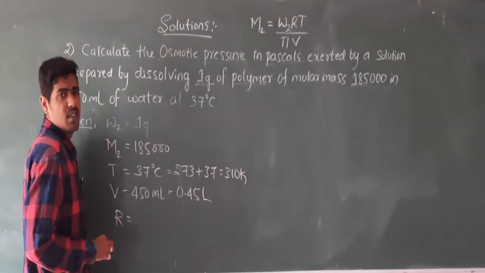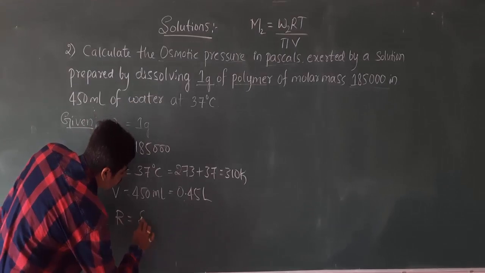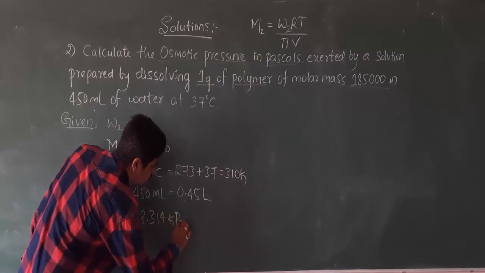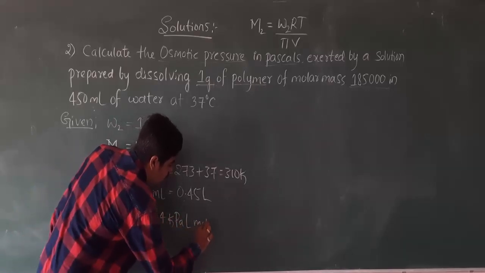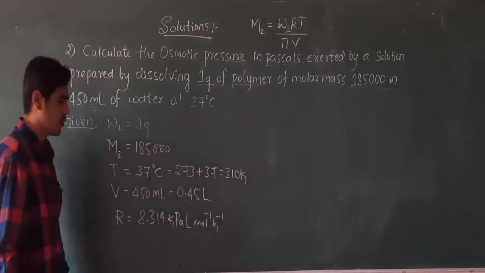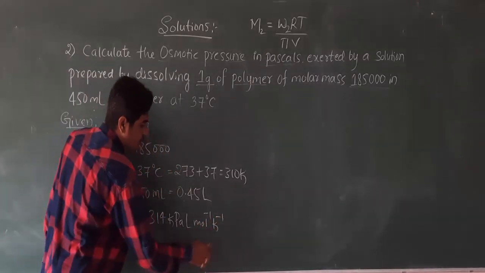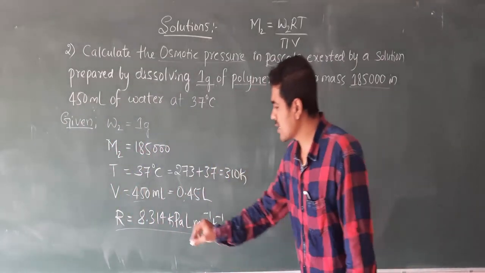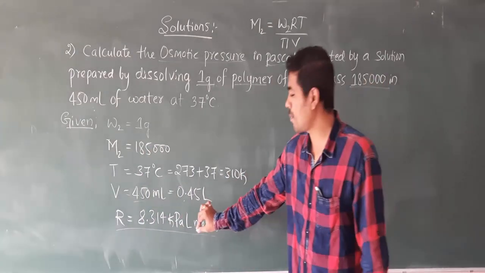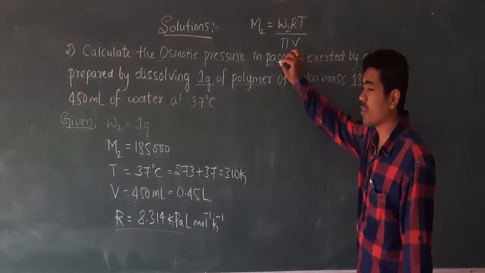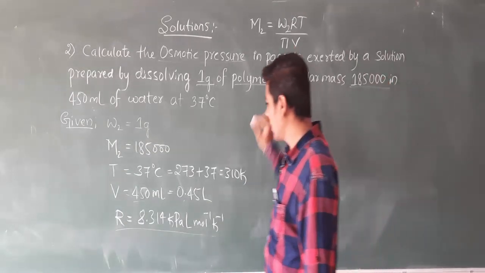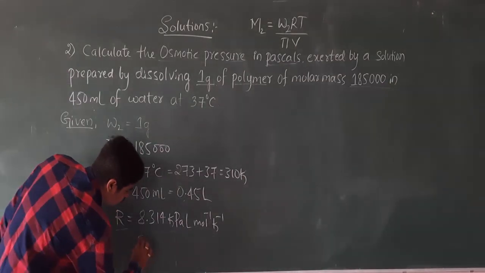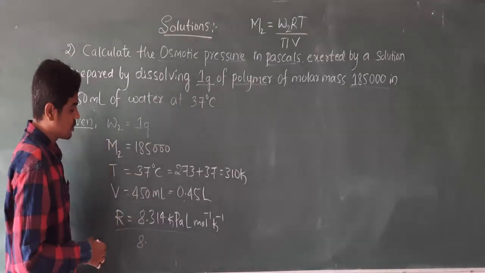So in this case, we will take the value of R as 8.314 kilopascal liter per mole per Kelvin. Okay, so this is the value of R when the pressure is given in pascals. So R is equal to 8.314 kilopascal. But they asked you to calculate in pascals. So convert this kilopascal into pascal. How will you convert that? Kilo into kilo, simply pascal.